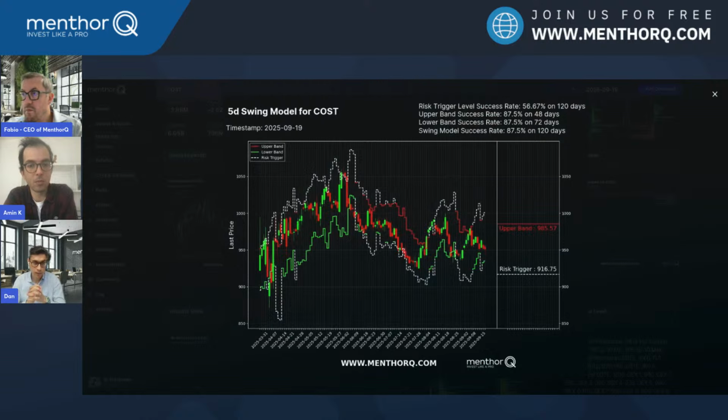So in 5 days, the move will have happened. The model predicts with a success rate of 87.5% for the upper and lower band that we will be at least below 985.57. This is something to take into consideration. If you want to go directional, which we don't advise, then you could bet that most probably these earnings might move to the downside.